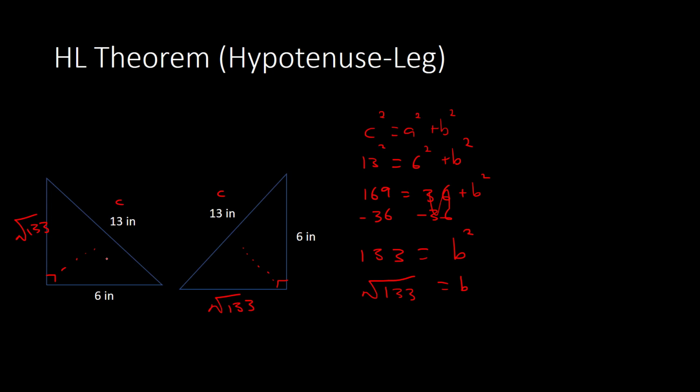So we can conclude that anytime we have the hypotenuse and leg congruent to another hypotenuse and leg, then we have congruent triangles.